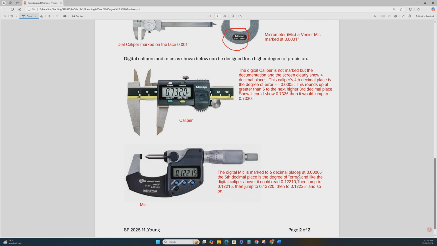It means it's going to go to just 5, and it'll go up or it'll disappear. It can stay at 5. It'll go to 1.2210, 1.2215, or it would go to 1.2220. At least I got that right. And then from there it could jump to 1.2225, and so on and so forth. Does that make sense? If I haven't confused you by now.